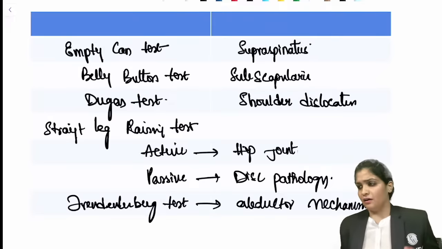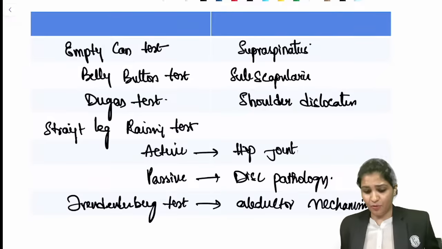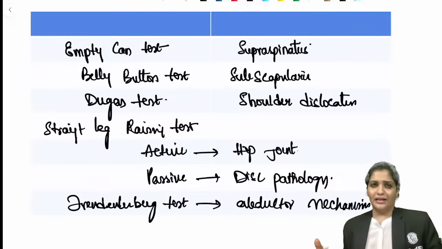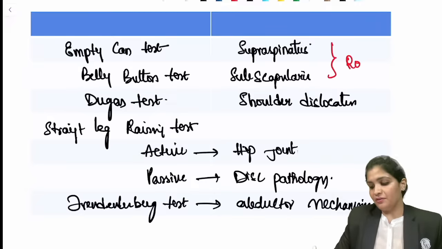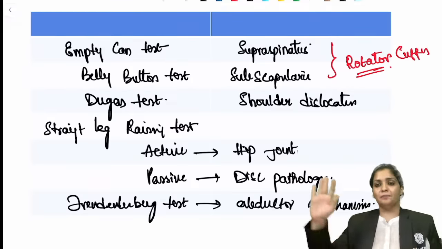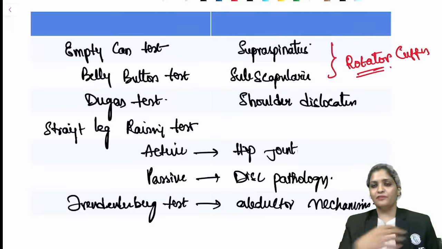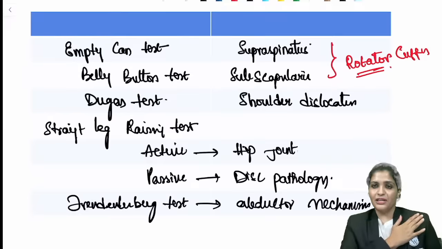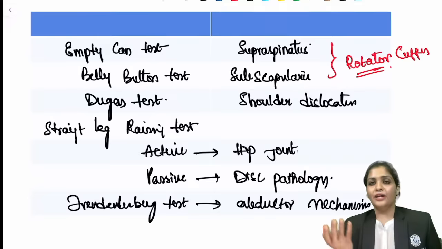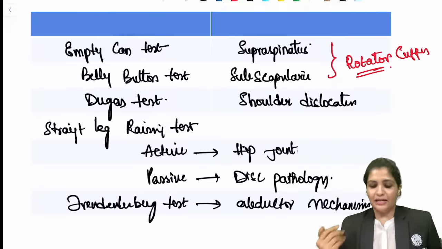So these are a few of the tests which can be asked in your exam. These are all one liners. So empty can test is for supraspinatus, and these two are for your rotator cuffs, right? For the Dugas test, you ask the patient to touch the opposite shoulder. If you are suspecting a right shoulder dislocation, you ask the patient to touch the left shoulder. If he is able to touch the opposite shoulder, you can rule out shoulder dislocation. That is your Dugas test.